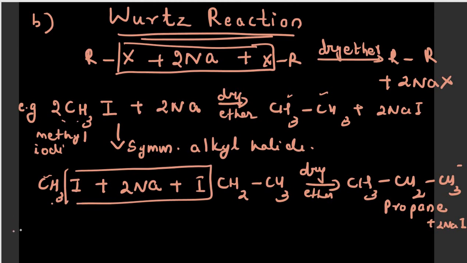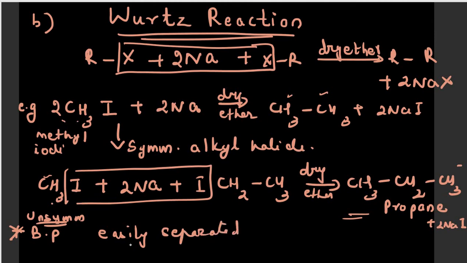So another important point that you have to remember is that in the case of an unsymmetrical alkane, for Wurtz reaction, the boiling points of these alkanes are very close to each other and thus they cannot be easily separated. Thus, Wurtz reaction cannot be used for what? For preparing unsymmetrical alkanes or to prepare alkanes containing odd number of carbon atoms.